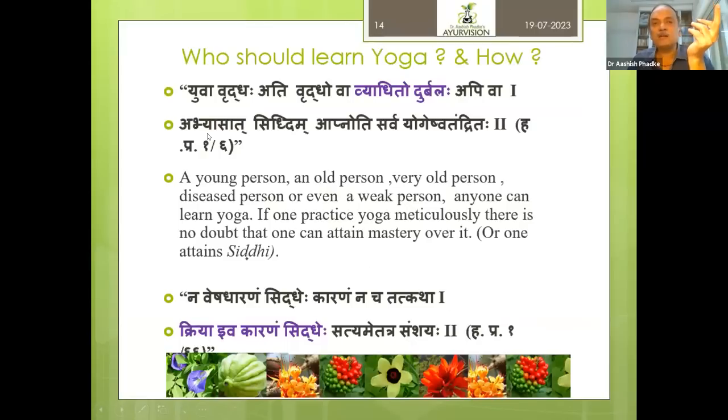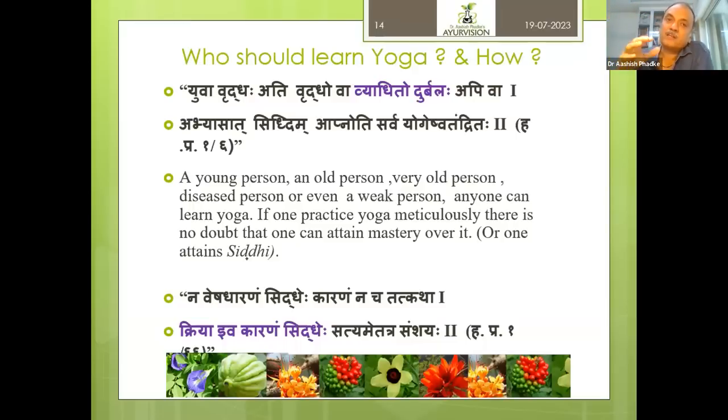Now, even while knowing to whom one should teach yoga, they have mentioned: yuva vruddhoti vruddhava vyadhito durbalo apiva abhyasat siddhim apnoti sarva yogeshu tandreva. Here again, yuva, vruddha, ati vruddha. So there are avasthas of lifespan as mentioned in Ayurveda. First there is Shaishava Avastha, the neonates, then Balya Avastha, the pediatric age group, then Yuva Avastha, then Vruddha Avastha, Vardhakya Avastha, the aged group. And then Ati Vruddha Avastha, people above 80 or 90.